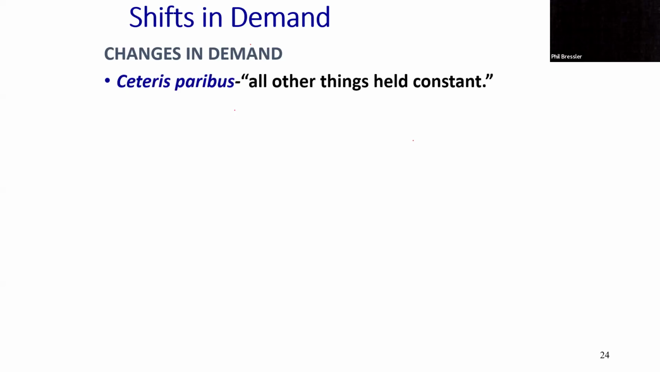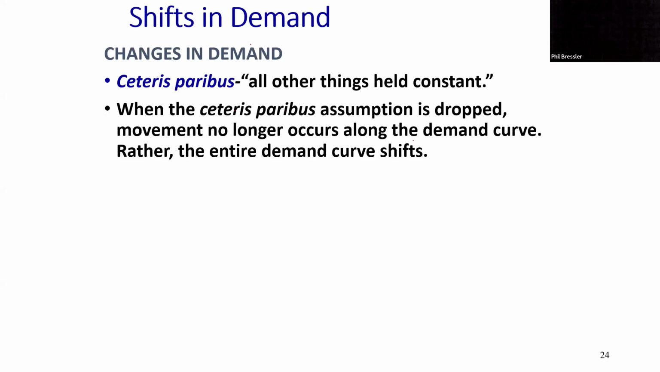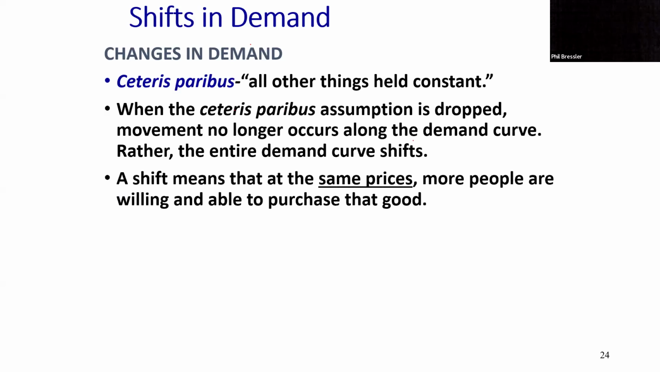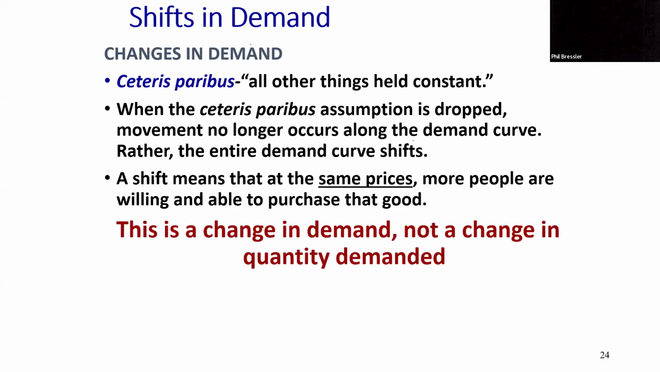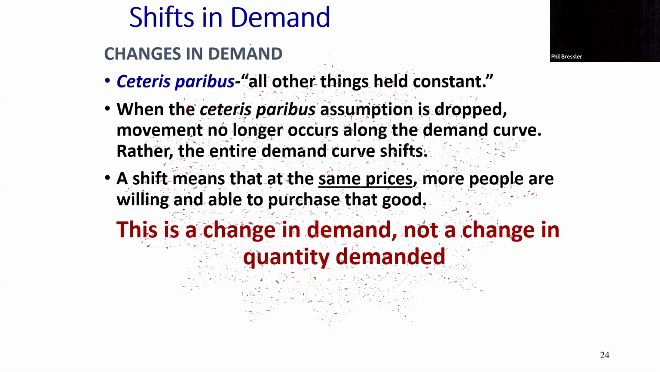All right, now to shift the curve like we did in the production possibilities curve, we call it a change in demand, a shift in demand. Okay, so all things are held constant except the thing that shifts. So a shift means at that same price, more people are willing and able to purchase the good. Okay, this is a change in demand, not a change in quantity demanded. And I'll go over the differences there. But a change in demand, or a shift in demand, or an increase or decrease in demand, means the whole curve is shifting.